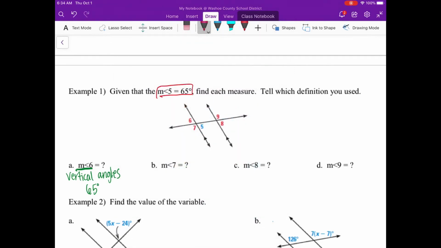So for problem B, we are again going to just use the information we are given. So we know angle 5 is 65, and I want to find angle 7. So looking at how those two angles are related, together they make a straight line. And I know that a straight line equals 180. You can either say that they are linear pairs, or you can say that they are supplementary. Essentially, the math that you'll be doing here is 180 minus 65, which is going to give you 115 as your answer.